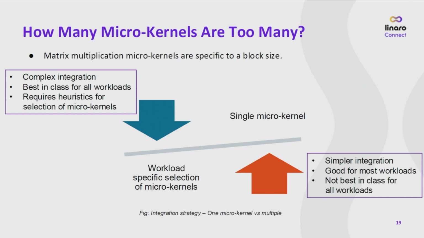While it might be good for most, it might not be the best in class for all workloads, which is fine. But you might be a framework which says, you know what, I'm going to cater to all my use cases and I want best in class for all use cases. In that case, you need multiple microkernels, which also means it increases your integration complexity. Now you need to add a selection logic which selects microkernel A in case of use cases A and B, and microkernel B in cases of other use cases. So it's up to the framework to say what you want.